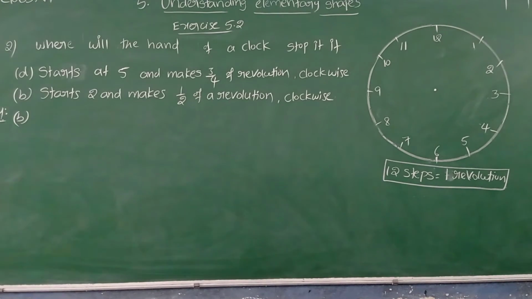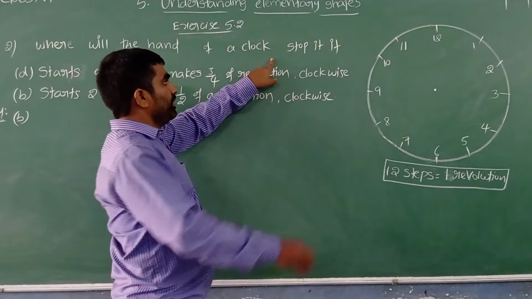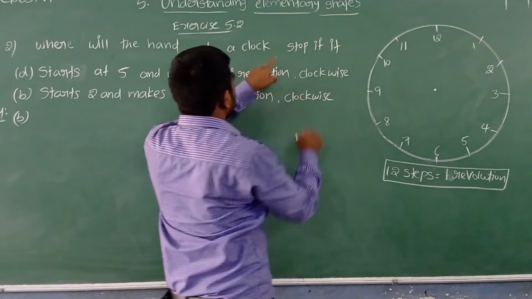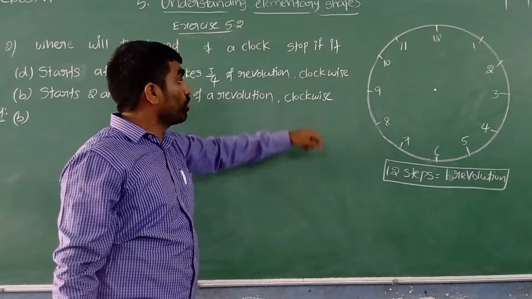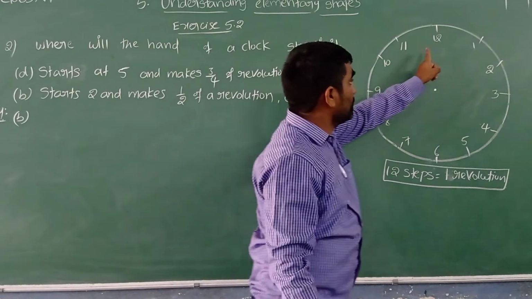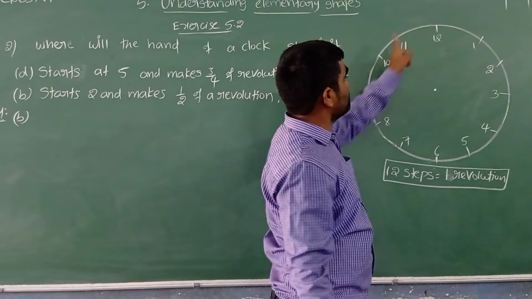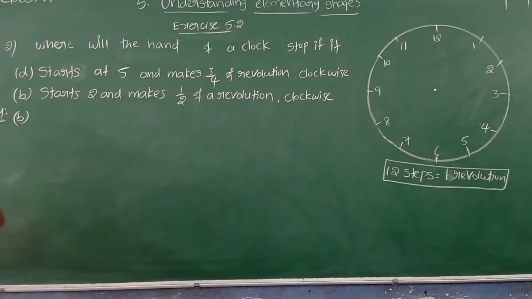Yeah, now let's see the second bit. Where will the hand of a clock stop if it starts at 5 and makes 3/4 of a revolution clockwise? See, a revolution is nothing but these 12 steps. When we cover all the 12 steps, we'll treat it as one revolution.